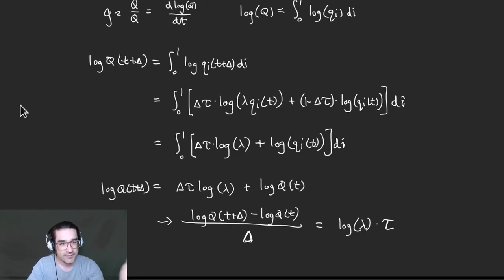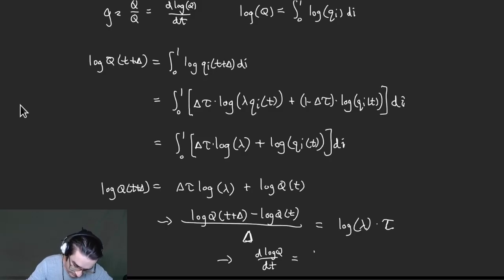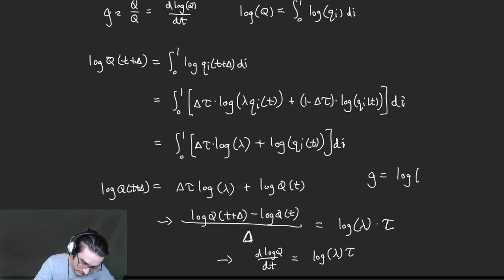And now we take the limit. The right-hand side doesn't even depend on delta. Remember with the value function stuff, you divide and then you still have some deltas floating around, and they disappear. On the right-hand side here, we don't even have delta anymore, just by chance, because of the way we did the approximations. But even if we did have deltas, they disappear. So take the limit of this. That means that d log of q dt, the limit of that second to last line, is equal to log of lambda times tau.